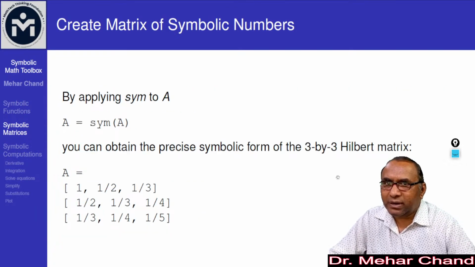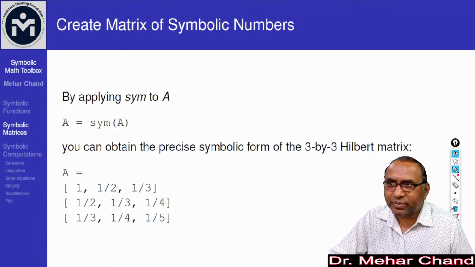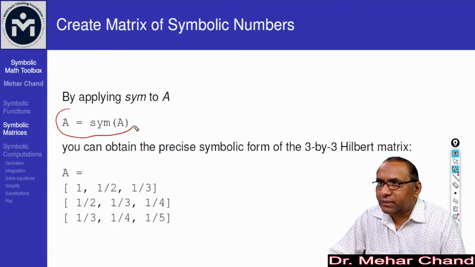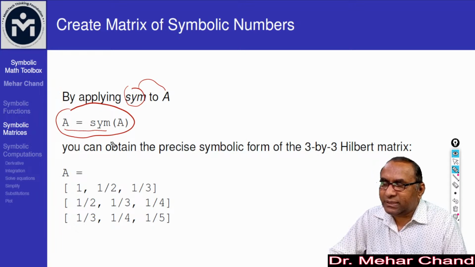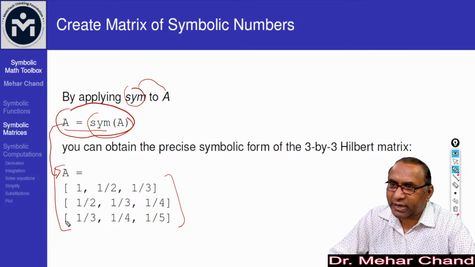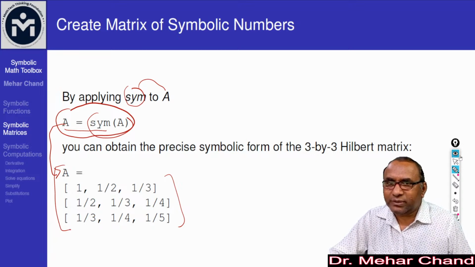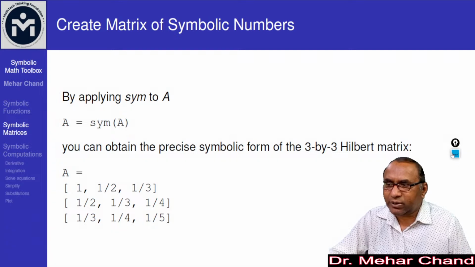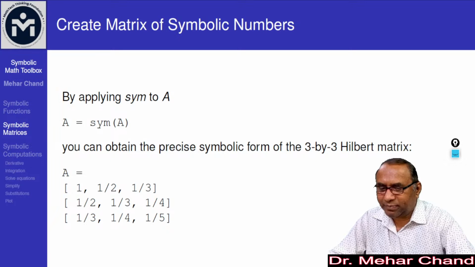Here is a very simple statement which we will use. Yes, so we are applying the sym function to A. In this way, we pass the above matrix through the sym function. This will convert all the floating values into symbolic form. And as you know, symbolic values are always exact values. So here we can get the precise symbolic form of the 3 by 3 Hilbert matrix. Okay, if you want to check, we can do it in MATLAB. See in MATLAB. Okay.